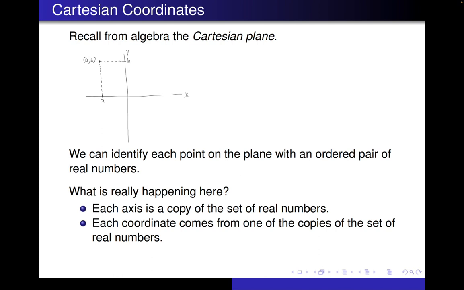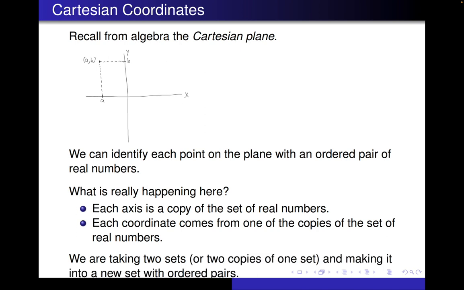And each coordinate contains an element from each of these two sets. One is your horizontal set of real numbers, and one is your vertical set of real numbers. So what we're essentially doing is taking two sets, in this case the same set, two copies of it, and making it into a new set using ordered pairs. So, as with subsets and things like that, we're taking sets that we have and making new sets out of them.